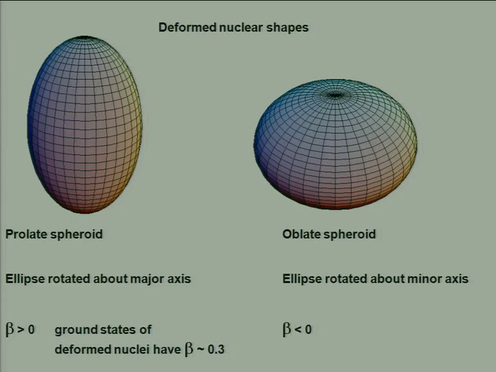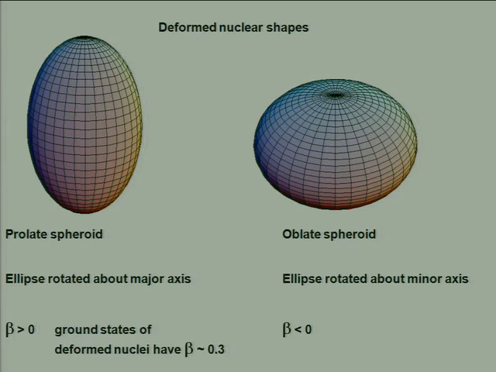Just for definitions, this type of shape is said to have a beta, a deformation parameter, which is positive. Quantitatively, what was observed experimentally is that the magnitude of this quantity beta, that is how non-spherical it is, is about 0.3. So they're not terribly distorted in their ground states. That is, they're not too far away from being a sphere, but they're not exactly spherical either.